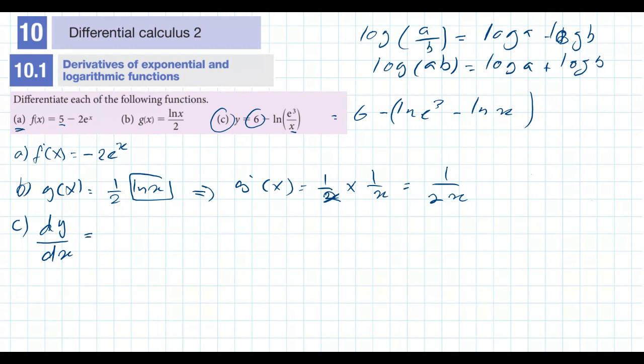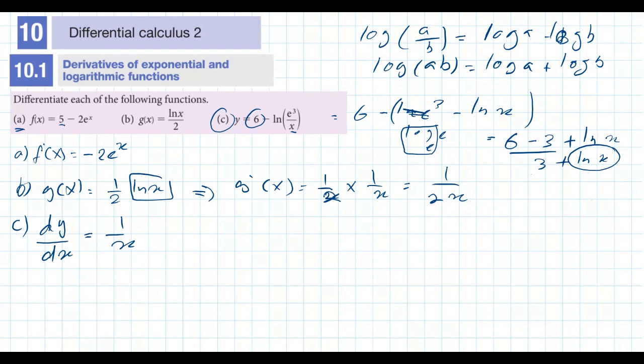After that, you're going to differentiate. Then you're going to cancel ln with e, because ln is equivalent to log base e only. Then you cancel this part, and it becomes 3. Then here you have 6 minus 3 plus ln x, and 6 minus 3 becomes 3 plus ln x. Then you're going to differentiate ln x, and ln x gives 1 over x. That's it. I think it's clear till now.